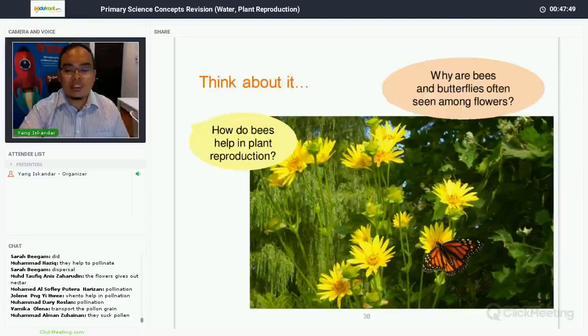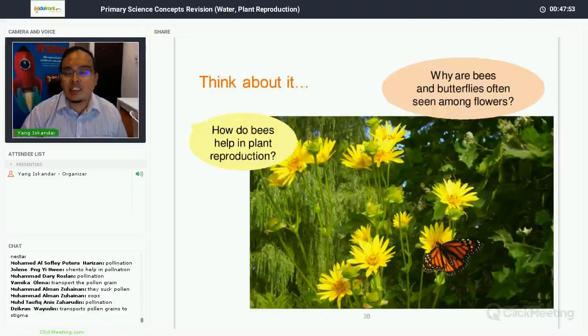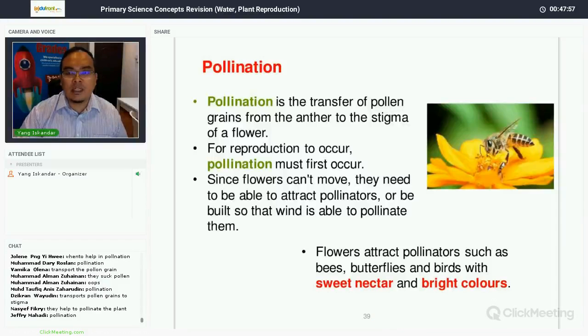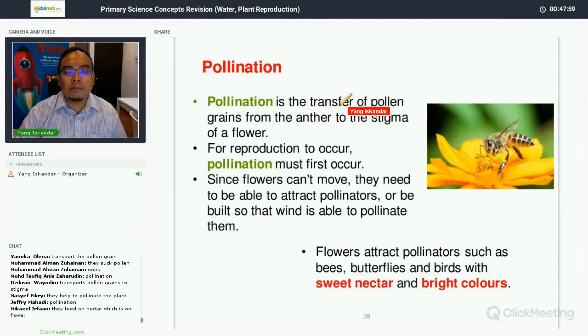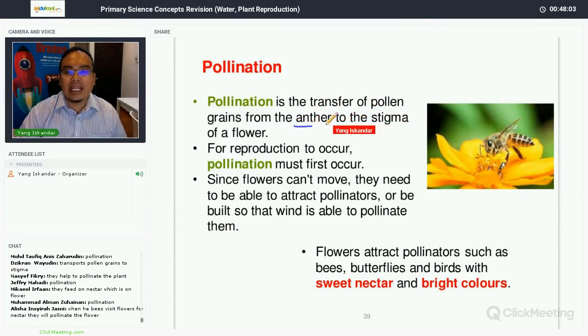Now, some students mix up the concepts of seed dispersal and pollination. Seed dispersal is different from pollination. Let's take a look. What is pollination? Pollination is the transfer of pollen grains from the anther, which is the male part, to the stigma of the flower, which is the female part. Okay, from the anther, the male part, to the stigma. This is the process of pollination, different from seed dispersal.